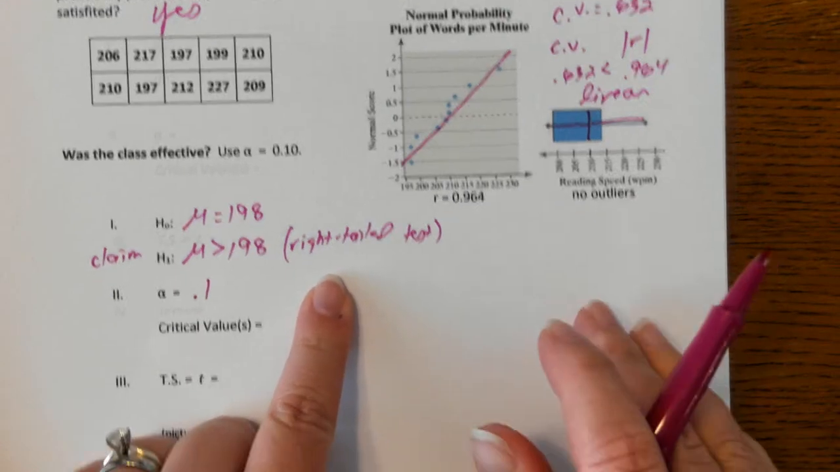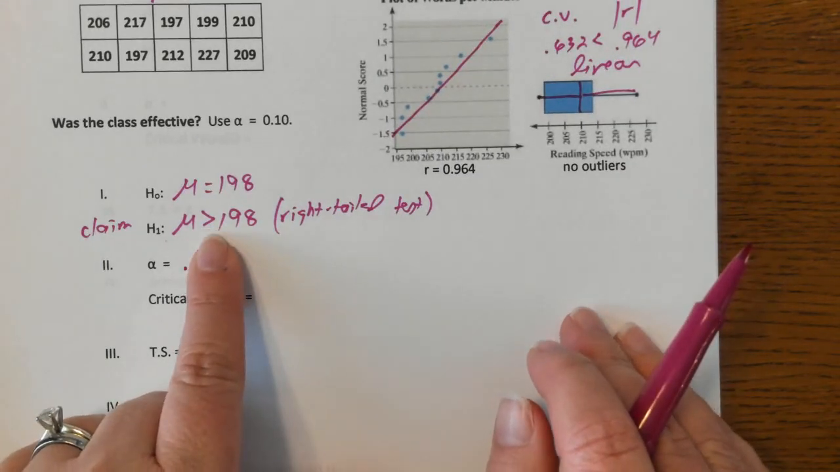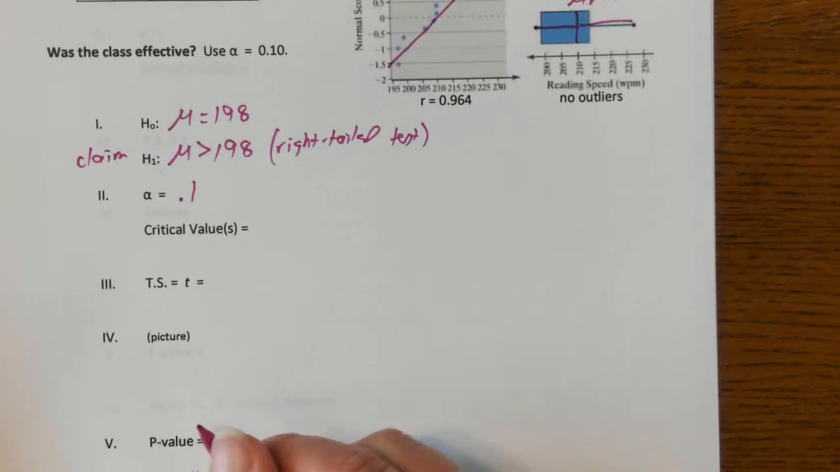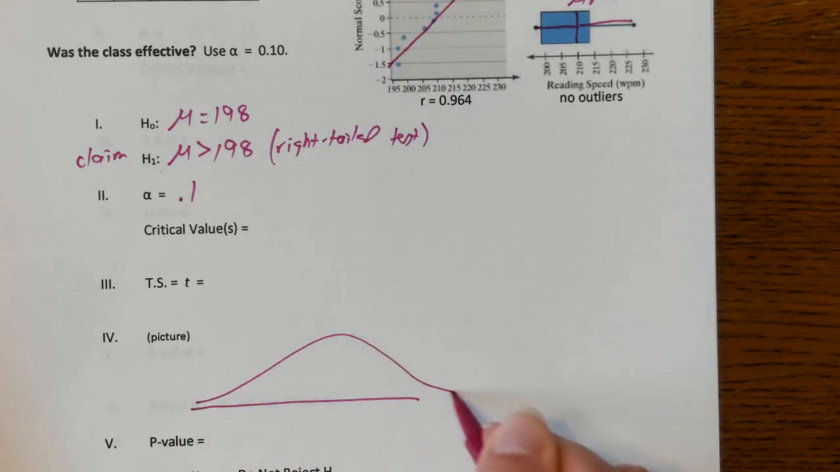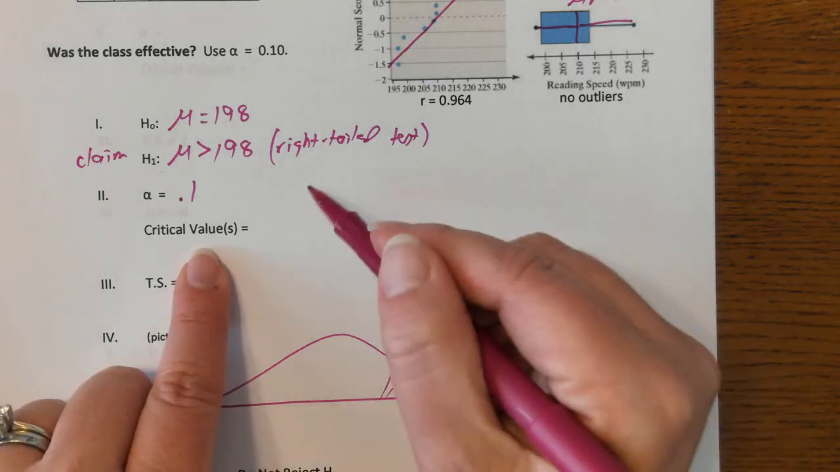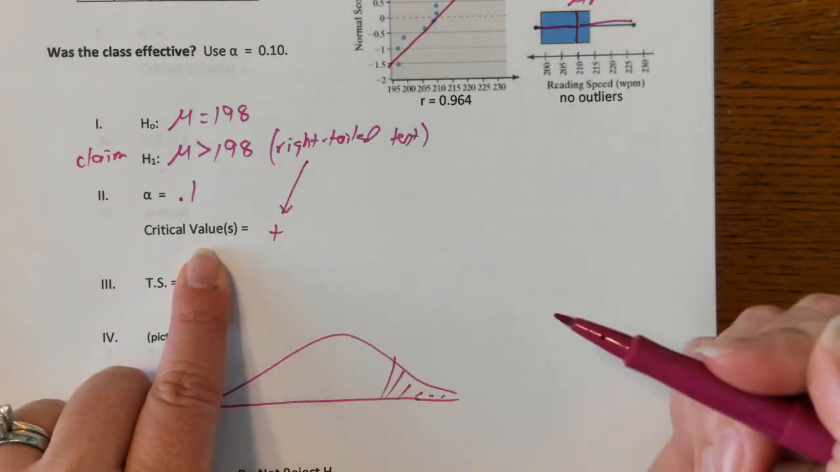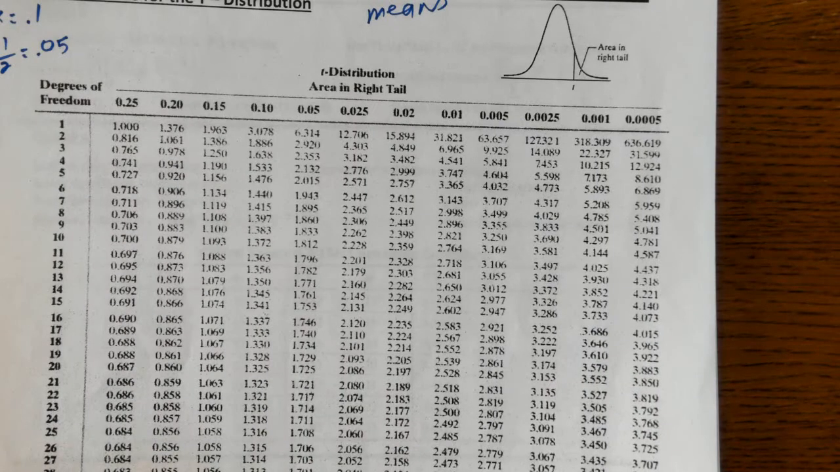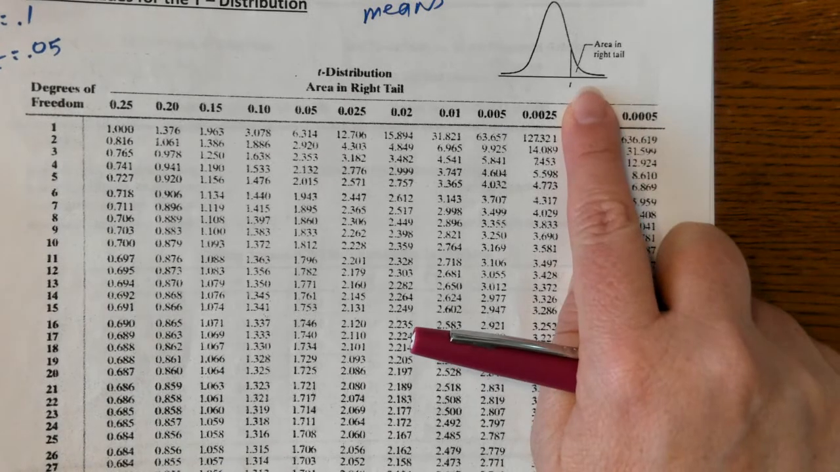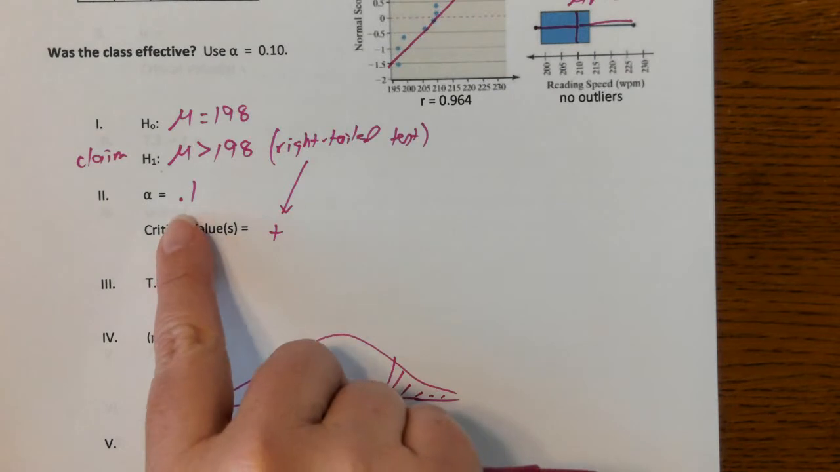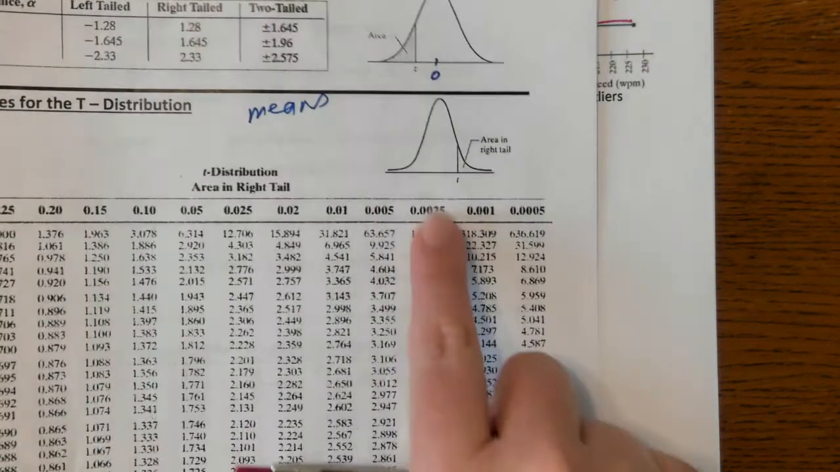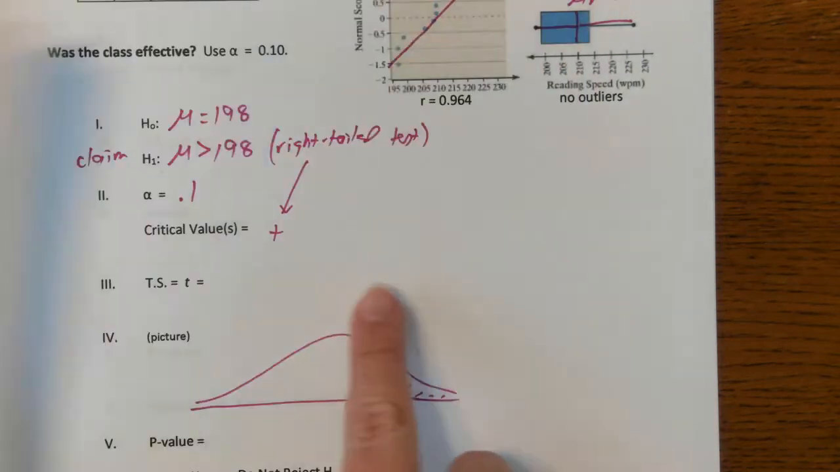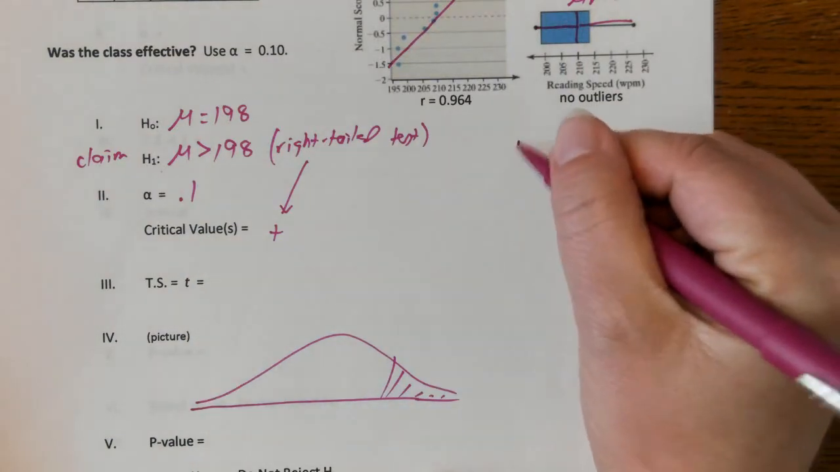Remember that because this is a right tail test, we had a greater than symbol for our alternative hypothesis. This is a right tail test. And when we have a right tail test, that means our critical value is going to be a positive number. Our T distribution here assumes we're doing a right tail test. That's why it's only got positive numbers in the table here. Our alpha was 0.1. Because it's not two-tailed, it's not split between two, so I get to look at the 0.1 column.